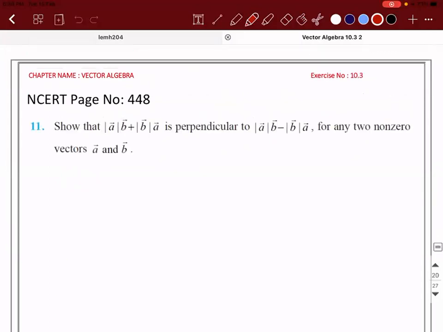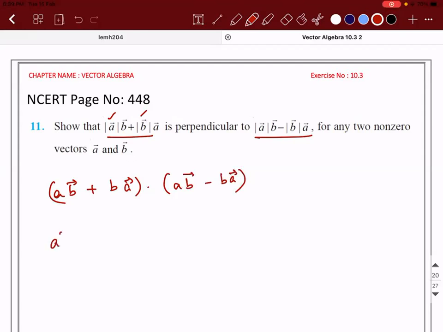11th we will do. So this is one vector, this is one vector. They both are perpendicular to each other. Remember, magnitude of a vector is a number and magnitude of b vector is a number. So I will write it like this: (a vector plus b vector) dot (a vector minus b vector). When I do this, I get a square minus b square, that is obviously 0. Did you understand what I did?